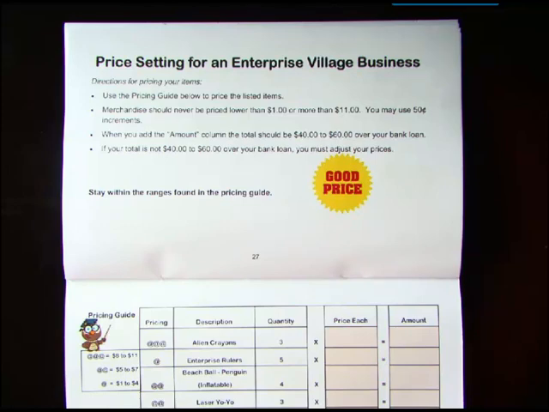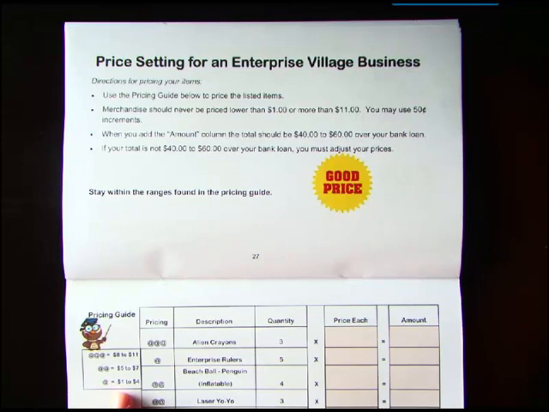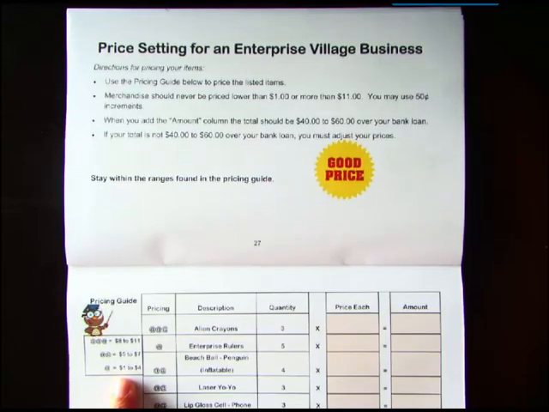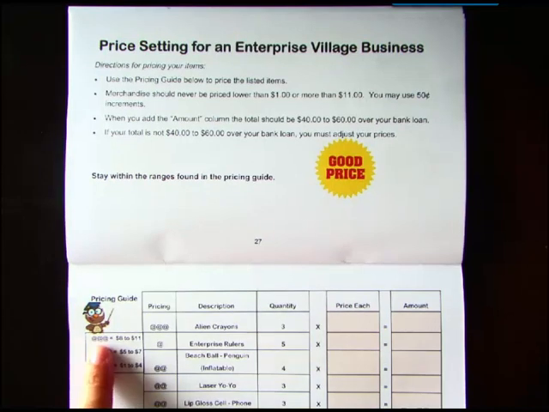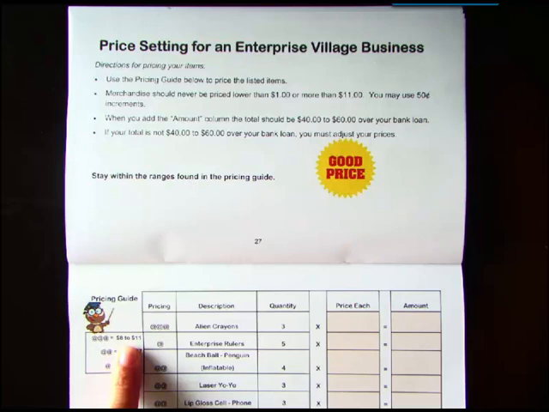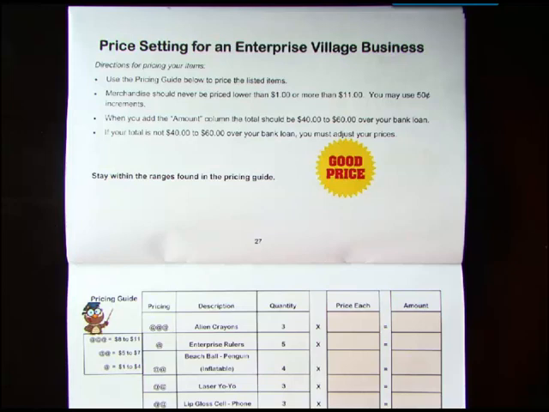Merchandise should never be priced lower than $1 or more than $11. Okay, and the guide kind of helps us with that. So if it has one of the at symbols, they're suggesting you price it between $1 and $4. If it has two of the at symbols, they're suggesting the price is somewhere between $5 and $7. Three at symbols, somewhere between $8 and $11. Okay? It says you may use 50-cent increments.